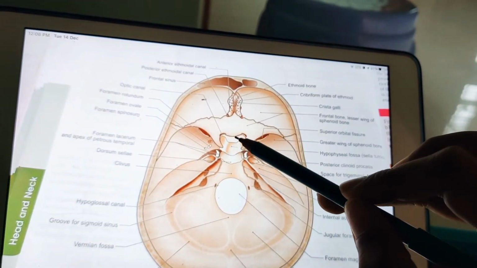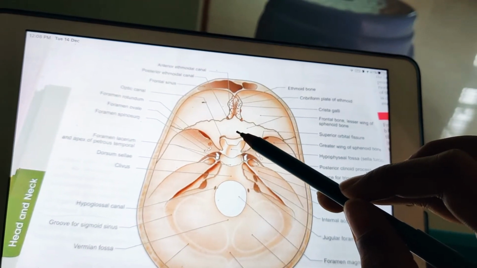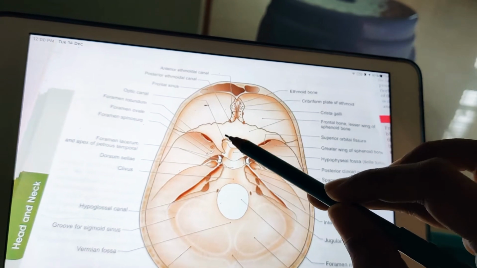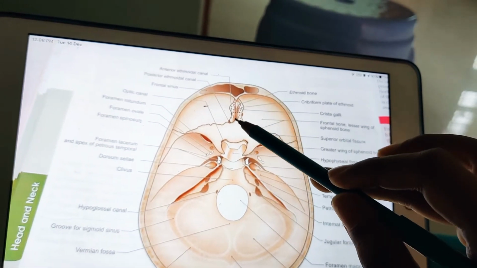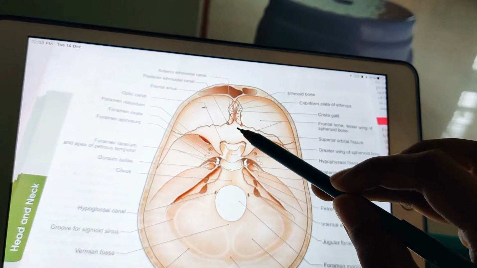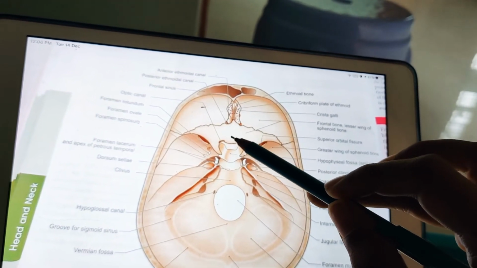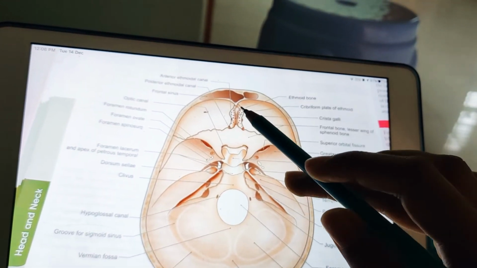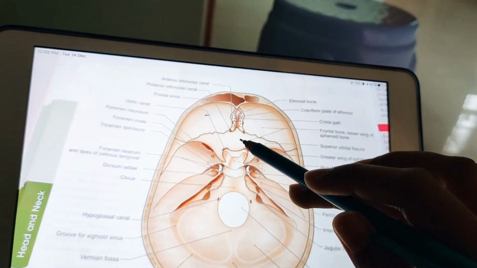This is the superior surface of the body of sphenoid. It is also called the jugum sphenoidale. So anteriorly it is formed by the ethmoid bone, cribriform plate, and posteriorly by the sphenoid bone, jugum sphenoidale. This is about the floor. The median floor is formed by these two bones.